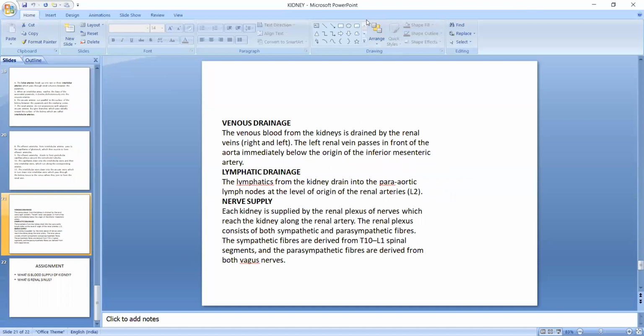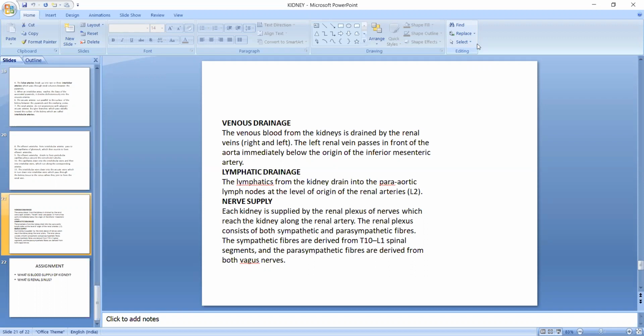Venous drainage. The venous blood from the kidney is drained by the renal veins, right and left. The left renal vein passes in front of the aorta, immediately below the origin of the superior mesenteric artery. Now we are discussing lymphatic drainage of the kidney. Lymphatics from the kidney drain into the para-aortic lymph nodes at the level of the origin of the renal arteries.